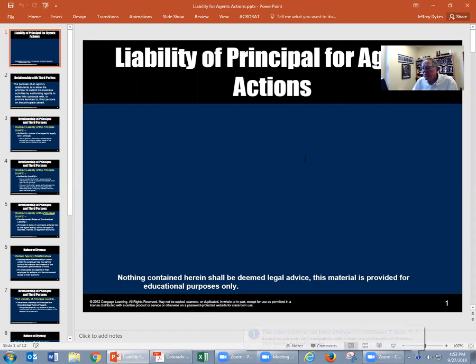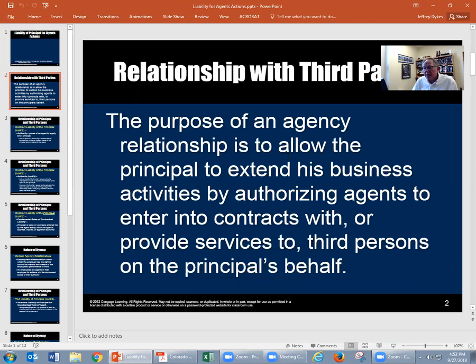Liability of principal for agents' actions. The purpose, obviously, of an agency is for an organization to be able to do business through agents, and that can be different types of agents, employees, independent contractors. But that's how business conducts business, is through people.